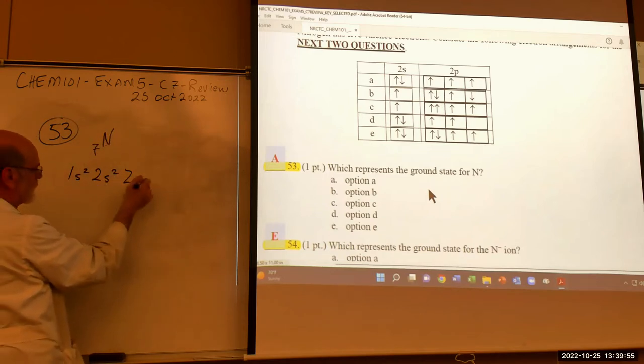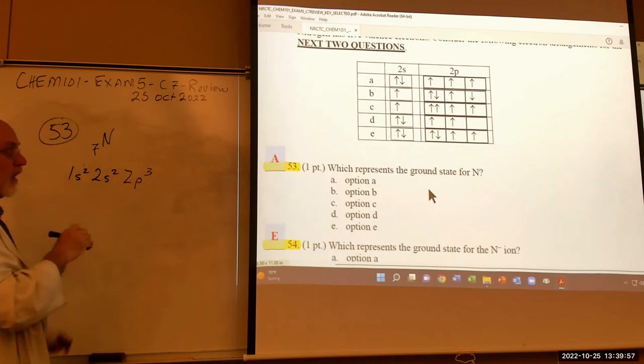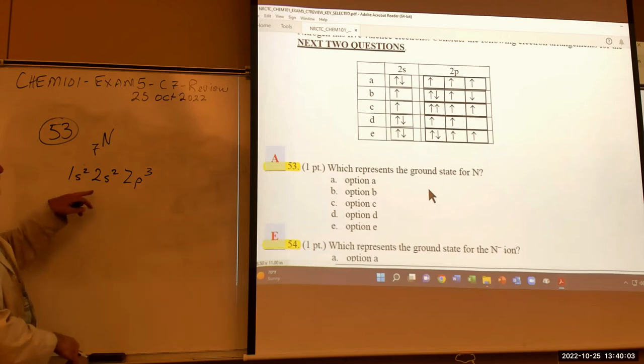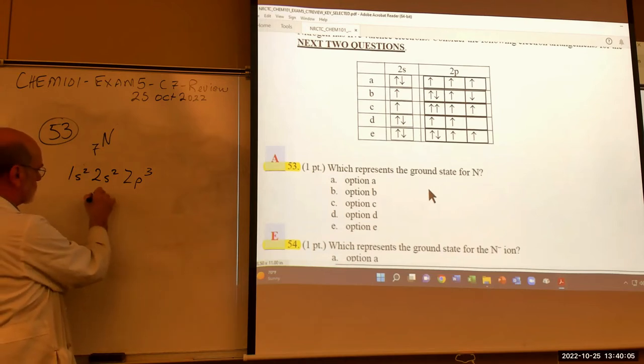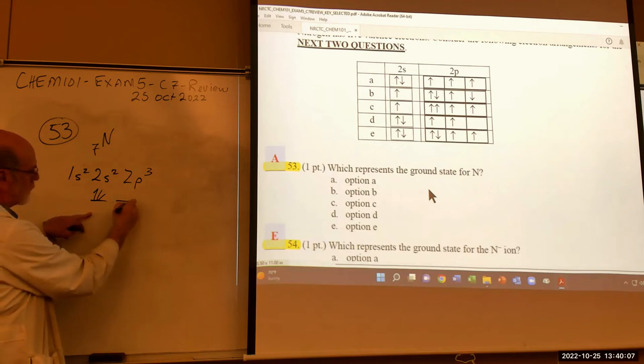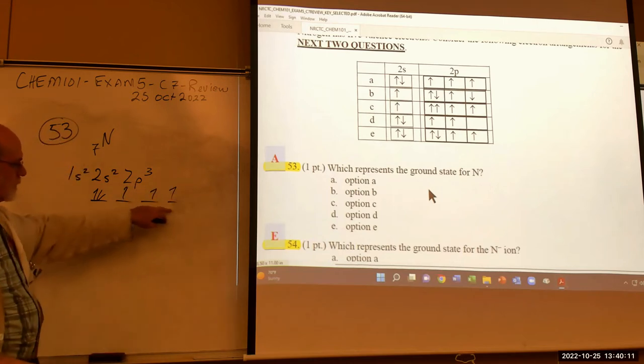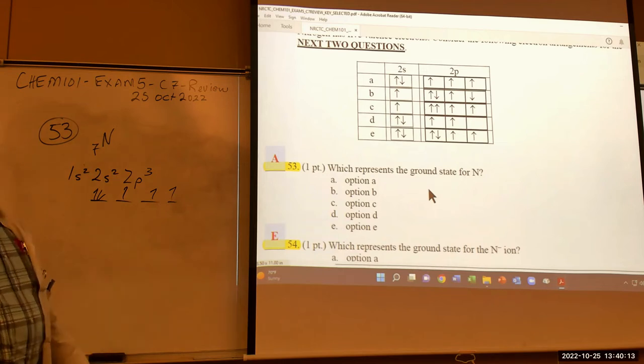Right? So two, four, we need three more. Okay, what's the proper configuration though? They left out the 1S there. Notice that. Proper configuration would be two here, right? And then over here, you got three. One, two, three. So two and then three unpaired. That would be A.